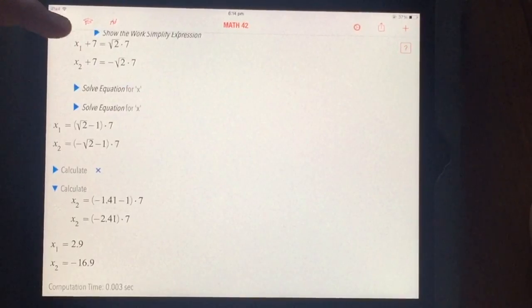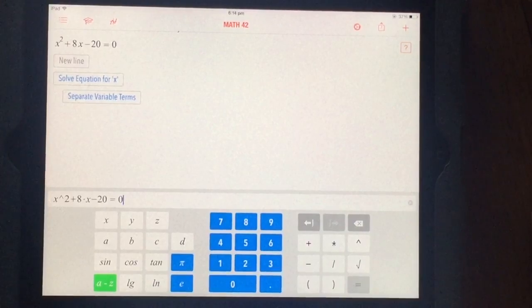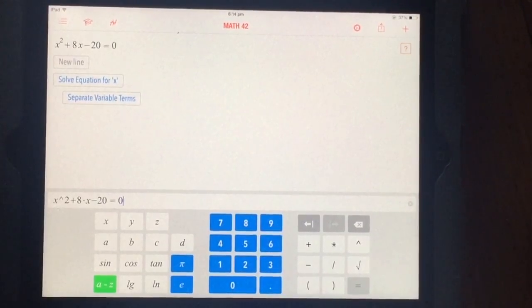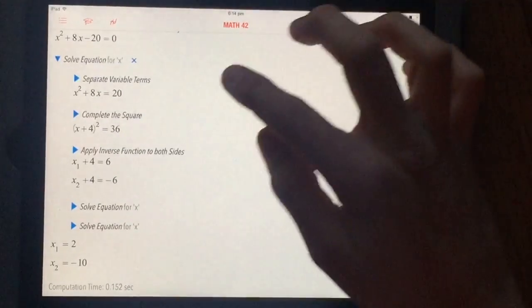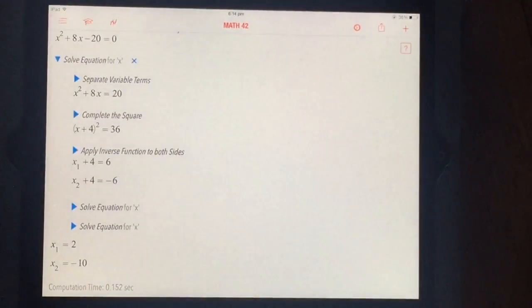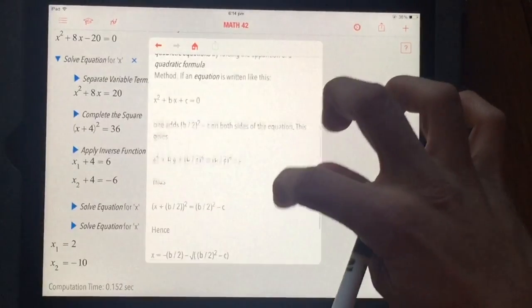So let's go ahead and do another one. Let's do x squared plus 8x minus 20 equals 0. So let's solve the equation for x, separate the terms, then we complete the square. How do we complete the square again? Let's go ahead and look at it. Oh yeah, then we can read about it.